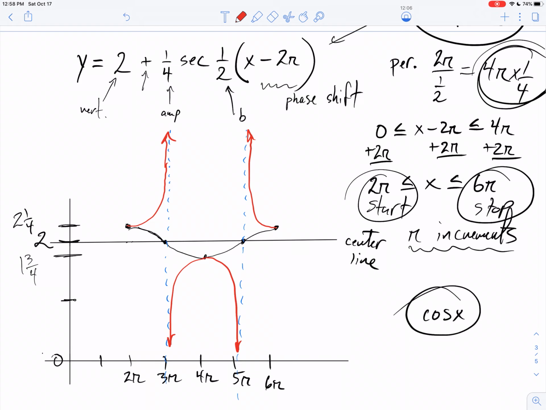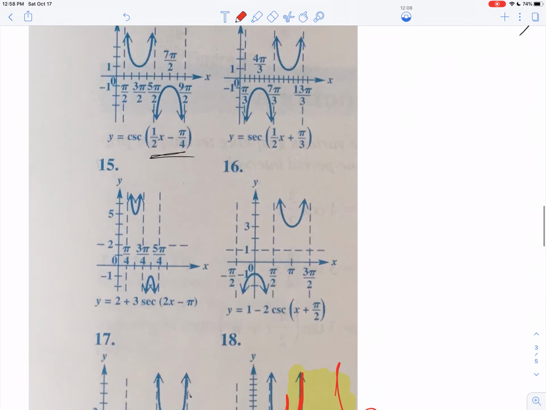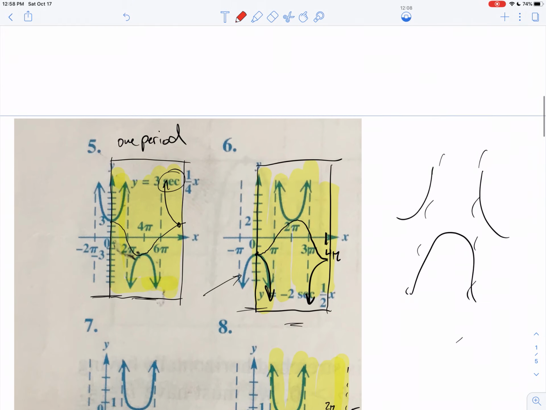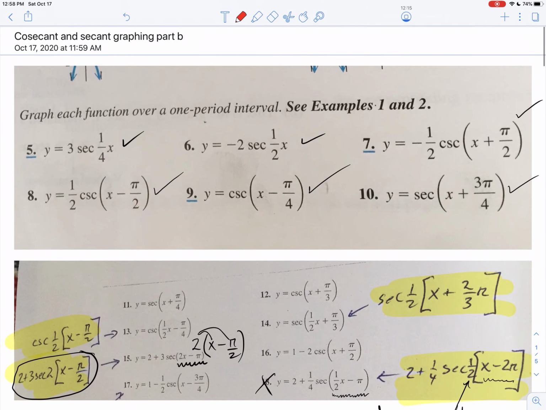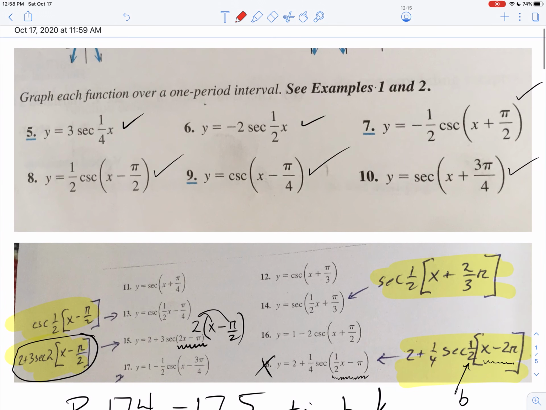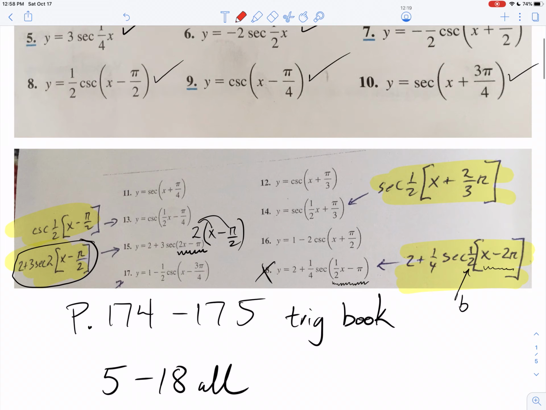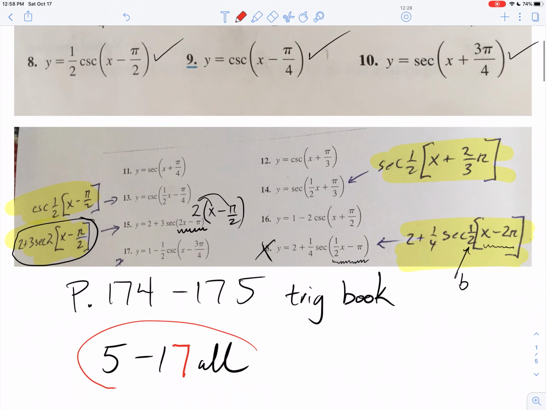All right. So guys, there you go. That was my last one. I already showed you we're on pages 174, 175 of the trig book. Those are the questions, 5 through 18. I already did 18, so guess what? You are not doing 5 through 18. You are doing 5 through 17. All right. Catch you later.